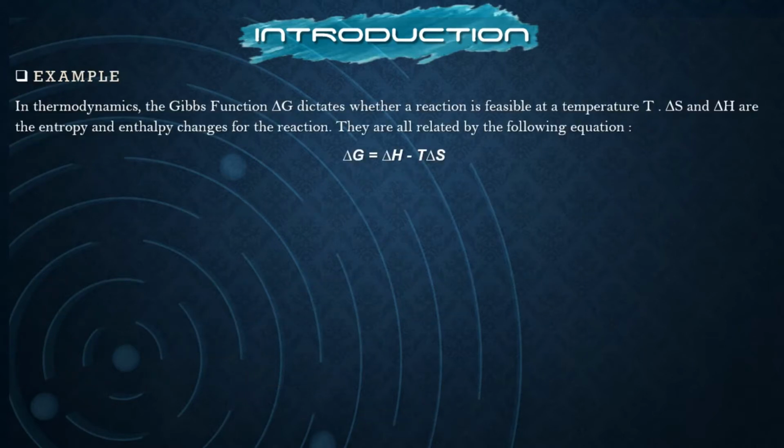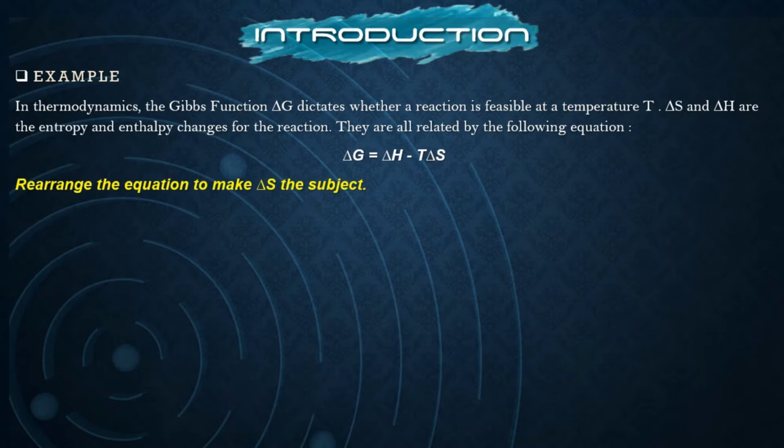Now let's see an example about this topic. For example, in thermodynamics, the Gibbs function delta G dictates whether a reaction is feasible at a temperature T. Delta S and delta H are the entropy and enthalpy changes for the reaction. They are all related by the following equation, which is delta G equals delta H minus T delta S. So let's see what the question is. Rearrange the equation to make delta S the subject.